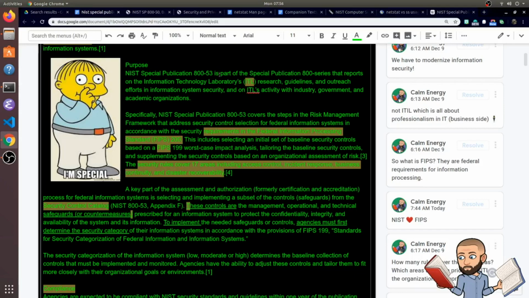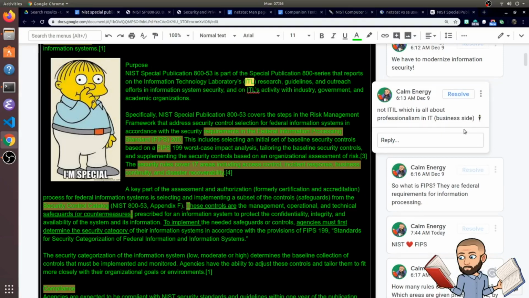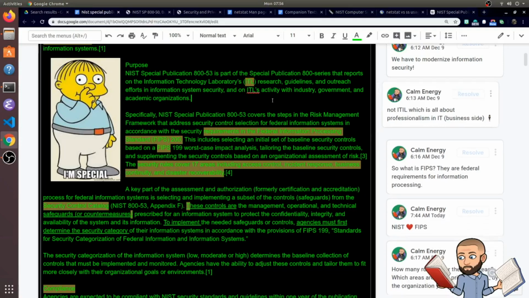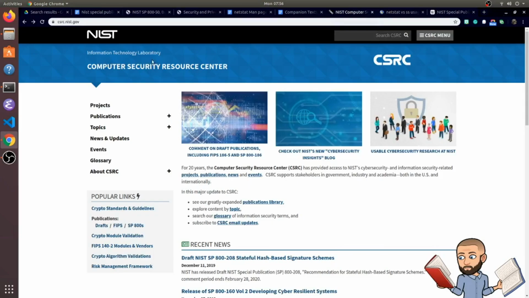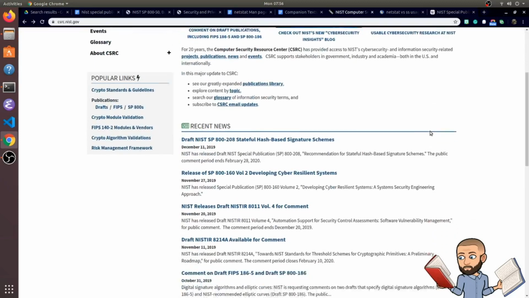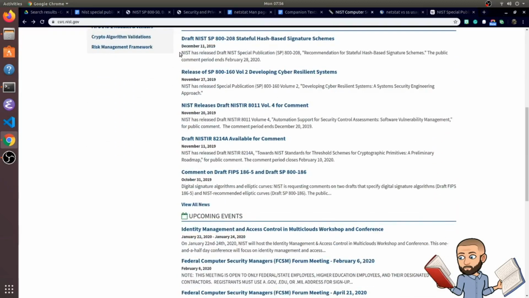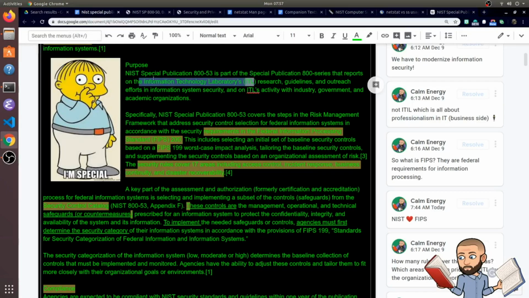Well, they say the purpose of this special publication is to report on the Information Technology Laboratory's research, guidelines, and outreach efforts. So this ITL, not the one many of you may have taken a certification test on for business sides of IT, but this is really interesting. The Information Technology Laboratory, just the site itself, has a lot of interesting information. Cutting-edge reporting on stuff. Reliable too, right? I just really like their website.